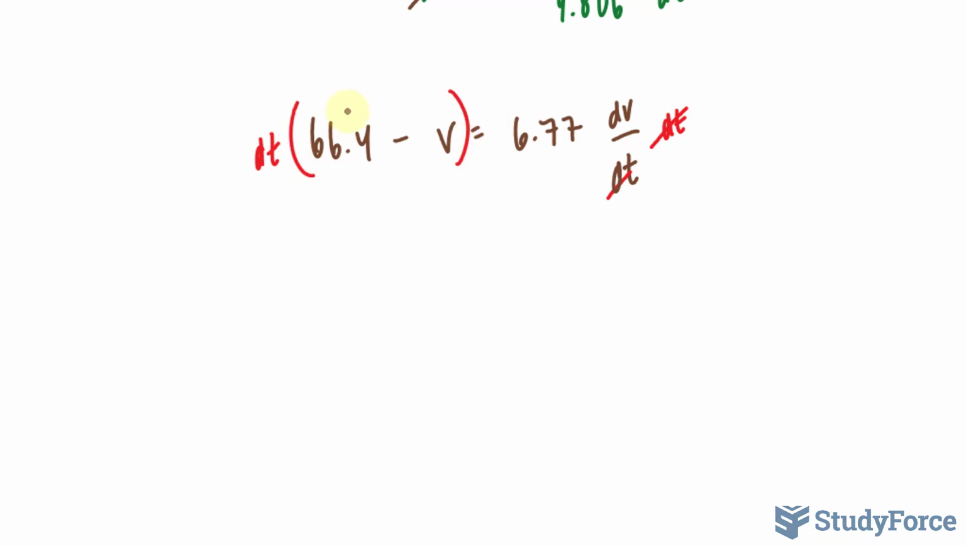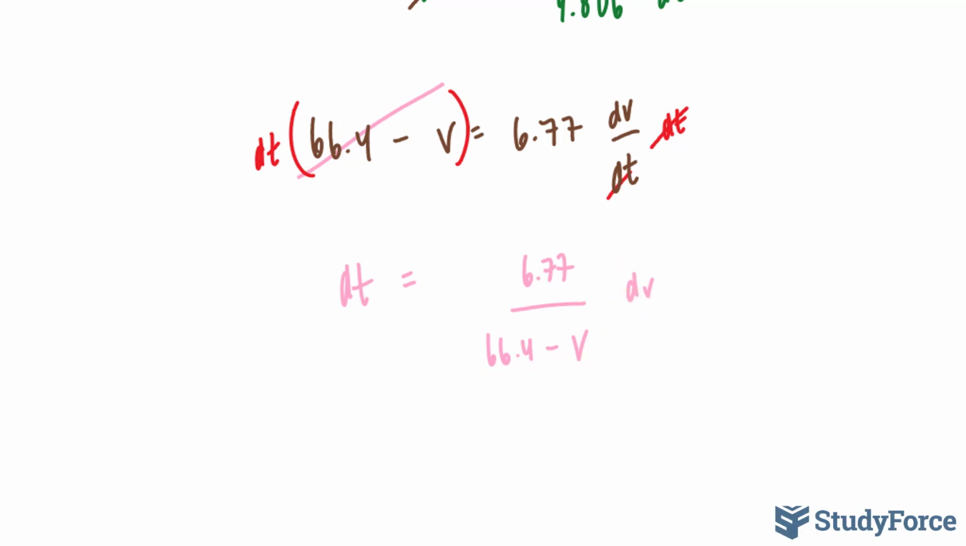And what I'm trying to do here is make one side dedicated to the t's and one side dedicated to the v's. Next, what I'll do is divide both sides by 66.4 minus v. If I do that on the left side, this will cancel out, leaving me with only dt on the left side. And on the right side, I'll have 6.77 over this expression, 66.4 minus v dv.